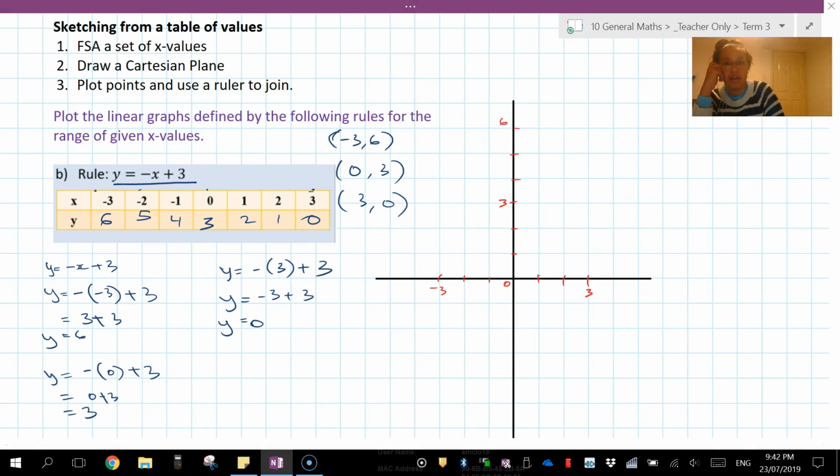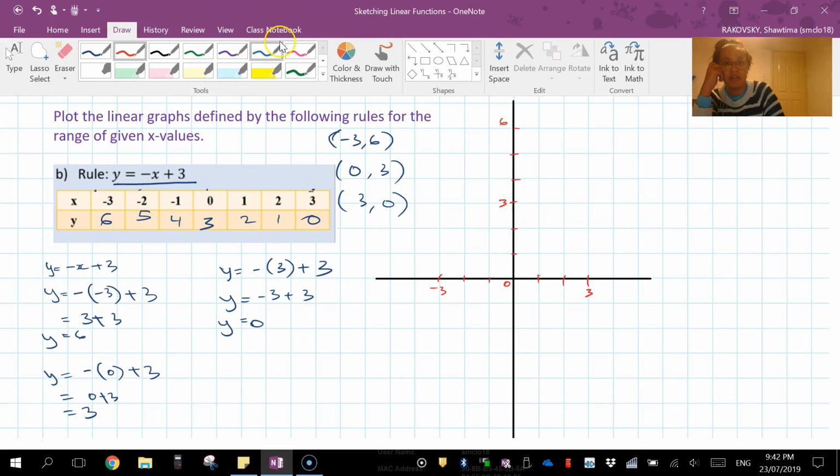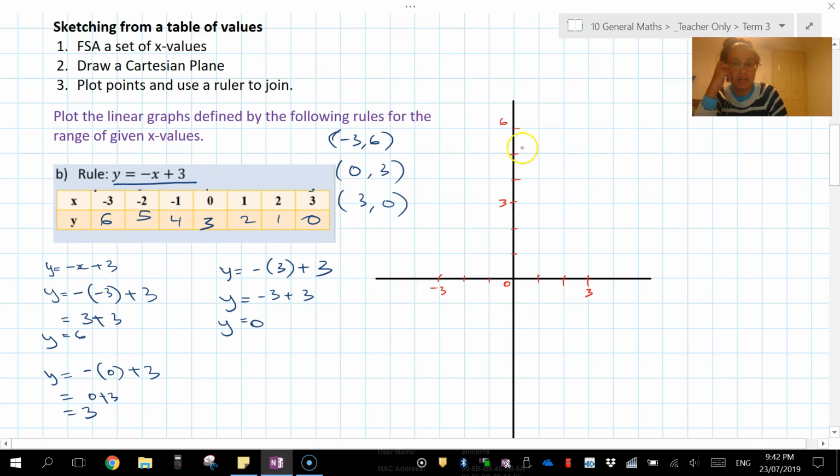I'm going to take a different color pen, pink, and I'm going to go negative 3, positive 6. That one's there. Then 0, positive 3 over here, and 3, 0. So that one's there. Now I have 3 points. I should probably use a different color, because the green and the pink and red are clashing.